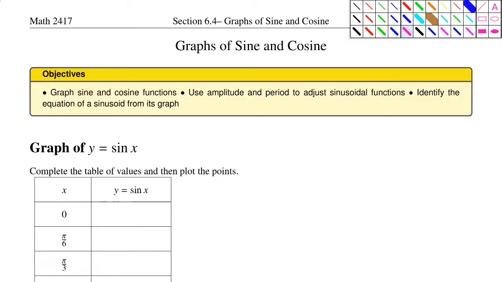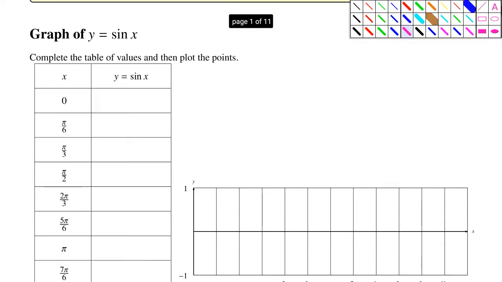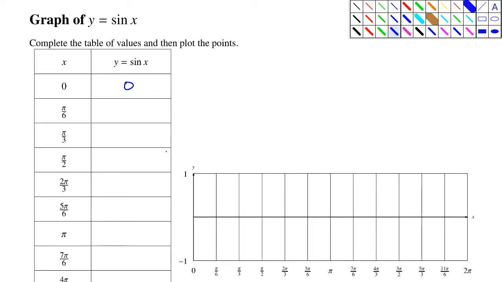Section 6.4, Graphs of Sine and Cosine. So take out your unit circle and let's examine the y-coordinates at the various angles. We have a table of values we want to fill out. We're not using every angle here, we're just going to use some of them. So the sine of 0 is 0. The sine of pi over 6 is 1/2. The sine of pi over 3 is root 3 over 2.